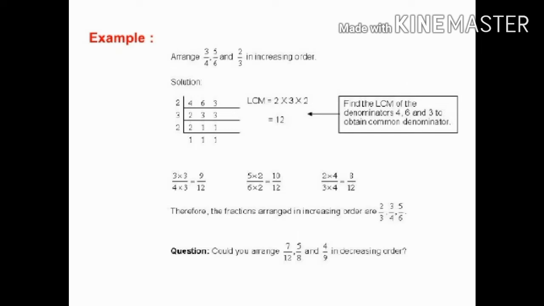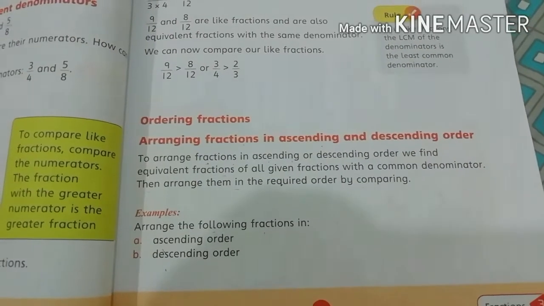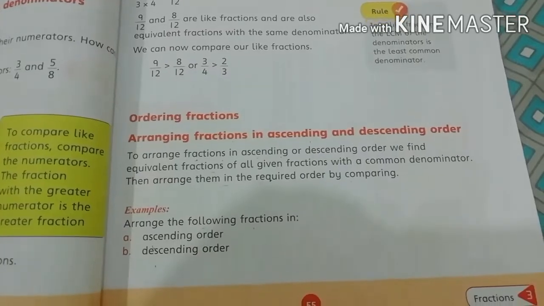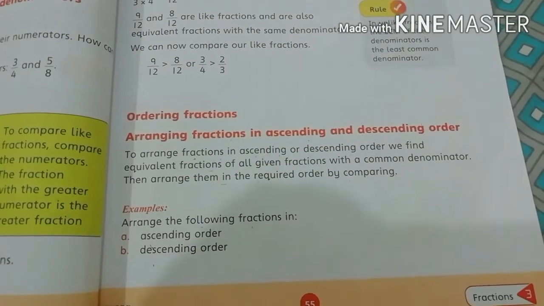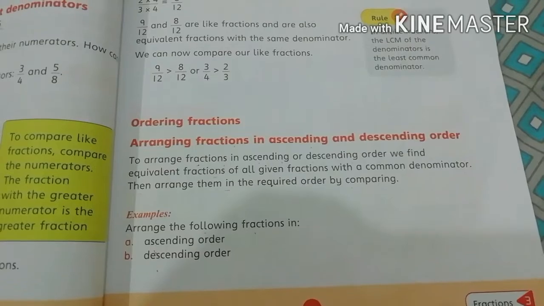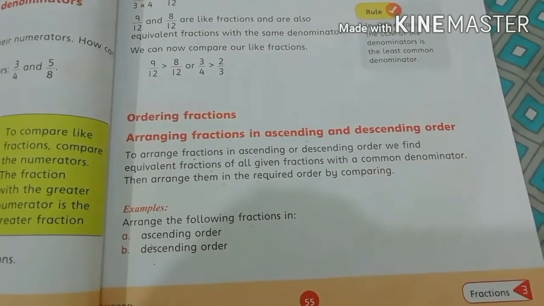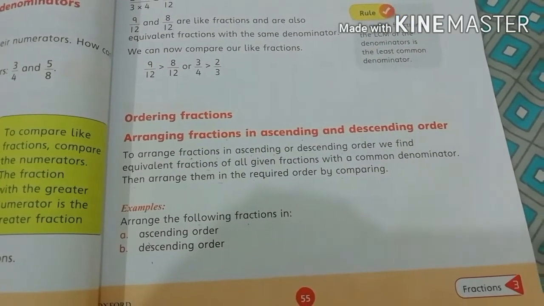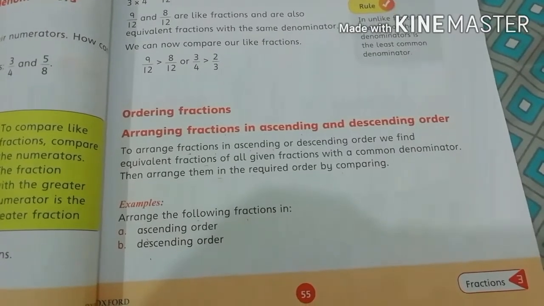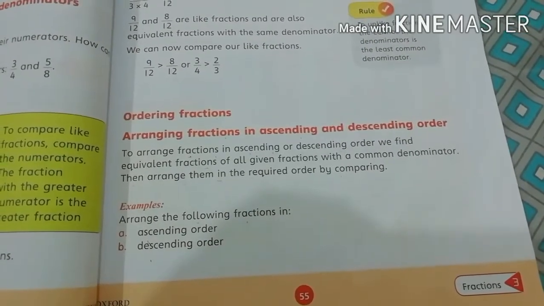Dear students, could you arrange 7 by 12, 5 by 8 and 4 by 9 in a decreasing order? Decreasing order means descending order. Now read from the book. Ordering Fractions, Arranging Fractions in Ascending and Descending Order. Dear students, we have also ordered fractions in the previous page number 49. We have arranged them in ascending and descending orders. Let's revise this again.